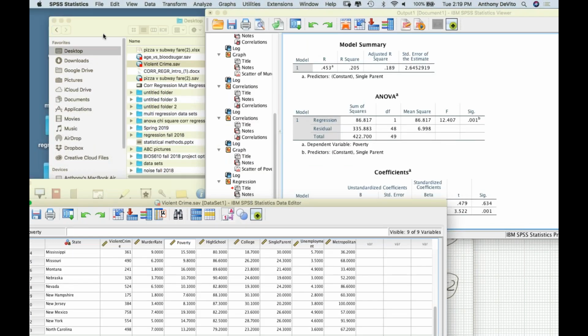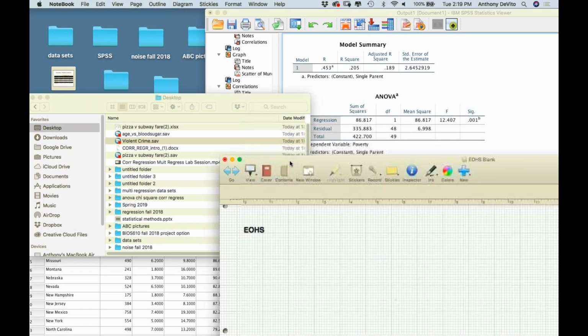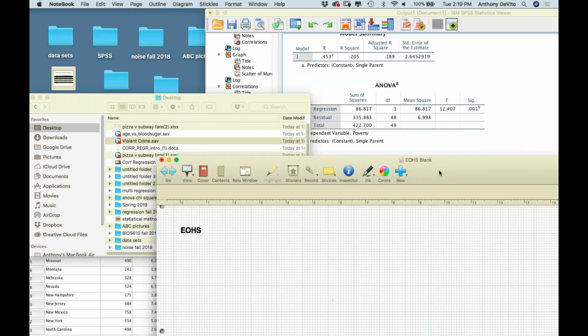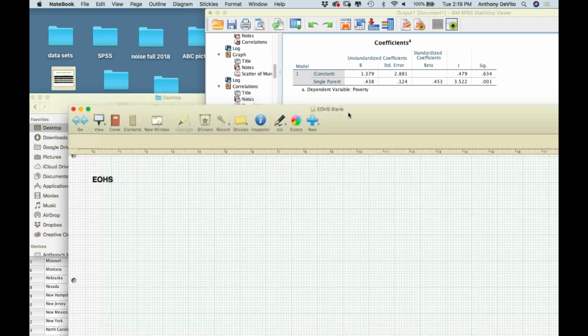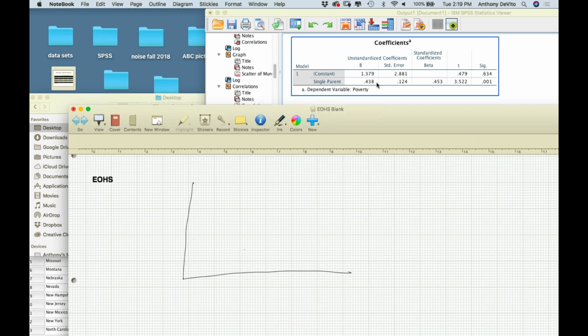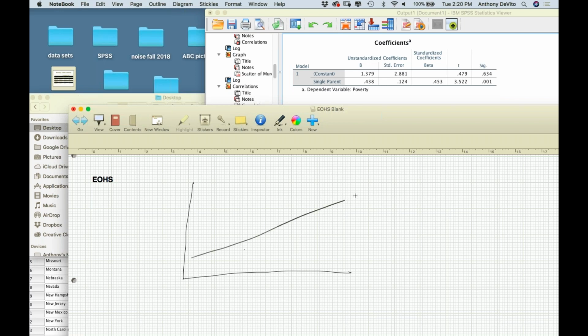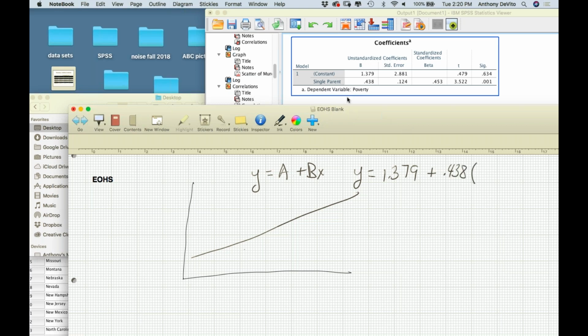That means, let me go back here. Squeeze this together here so I can see it at the same time I'm writing. Okay, so that means that our line, let's see, something like this. Our line y equals a plus bx. Well, that formula really now becomes y is equal to the y-intercept, which is 1.379, plus b, which is the slope, 0.438, times the value of the percentage of single parent families.